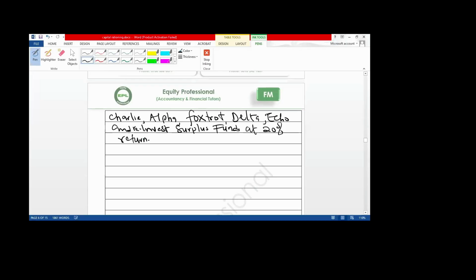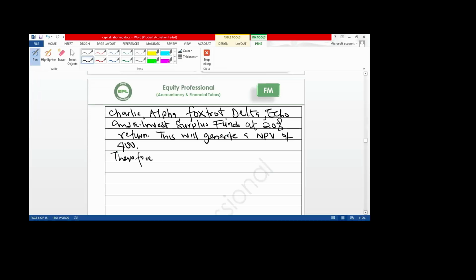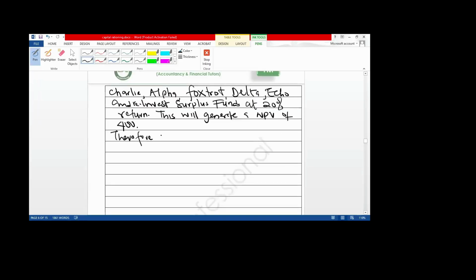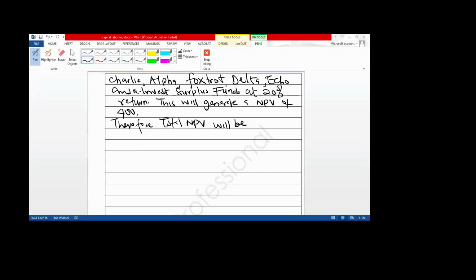This has a value of 400. Therefore, the total NPV will be, if this figure is correct, 7,042 minus 540 plus 400. Then we are going to have 6,902.